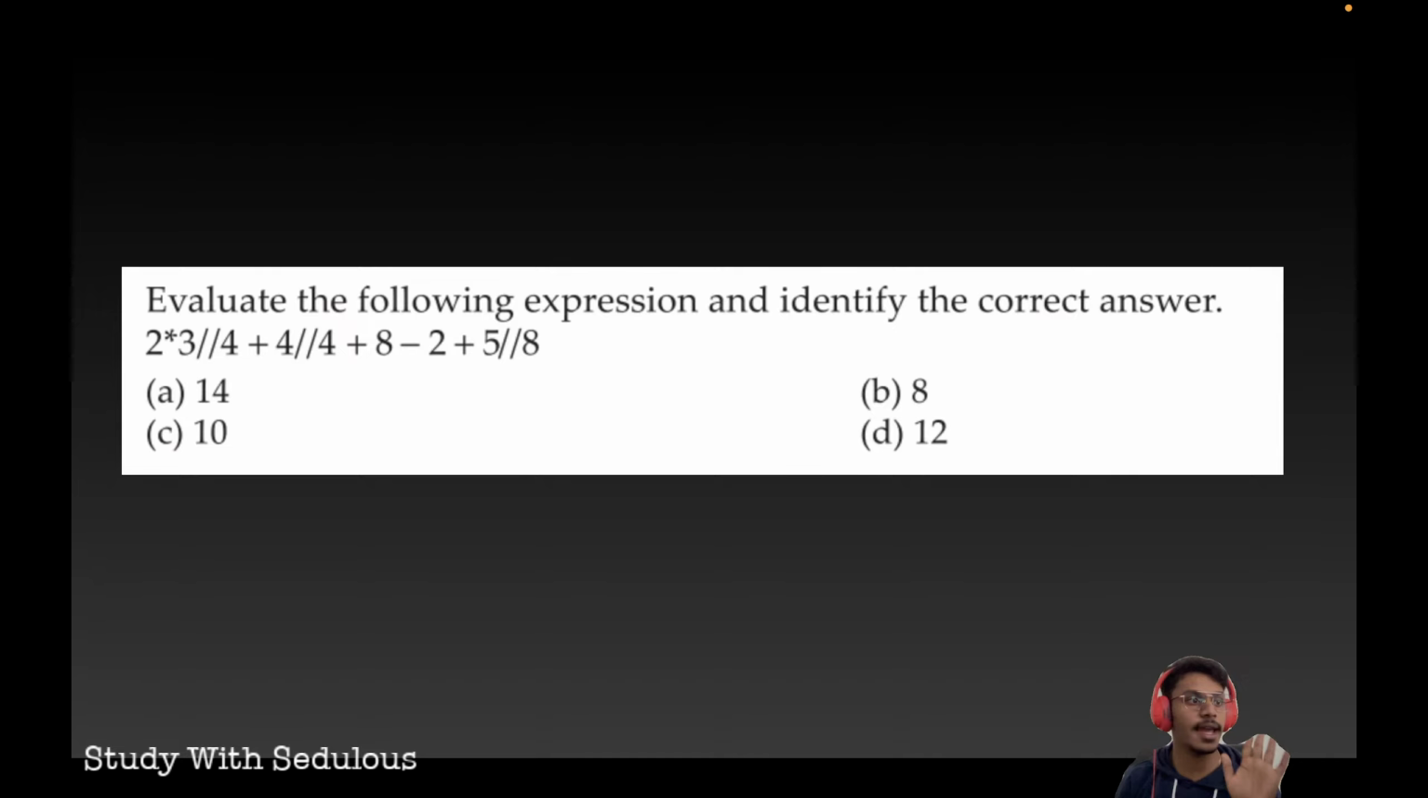It should be 8. Why? Because 2 into 3 is 6. Divide by 4. Plus 4 divided by 4 is 1. Plus 8. Minus 2. Plus 5 by 8. 5 divided by 8 is 0. So it will be 1 plus 1 plus 8 minus 2.